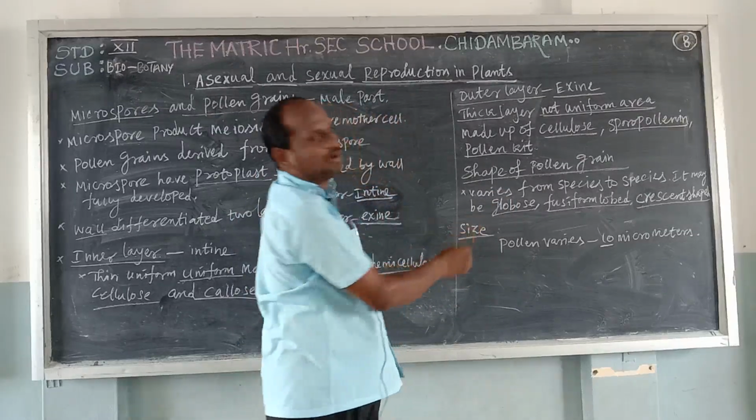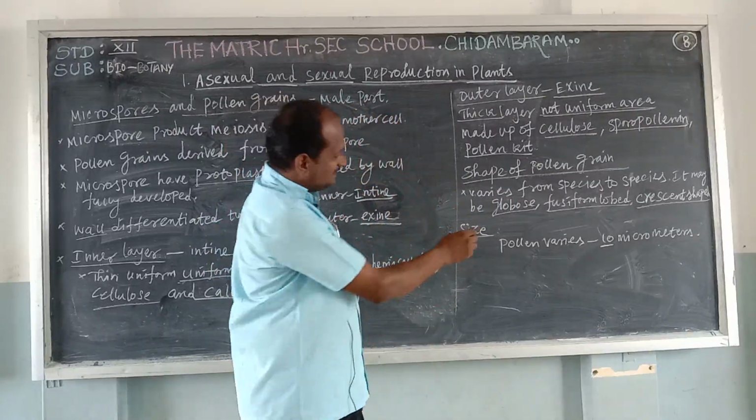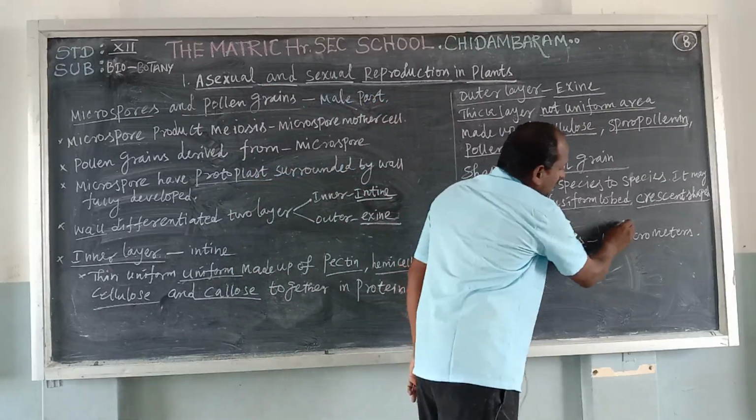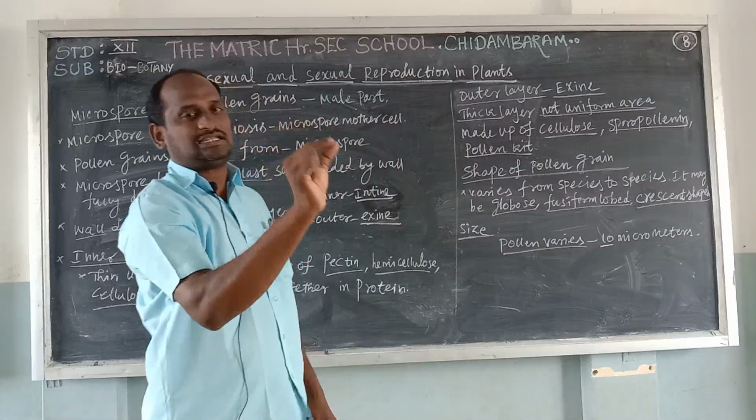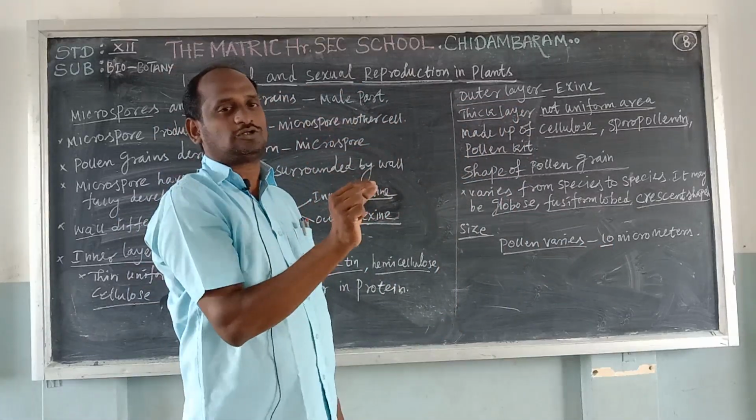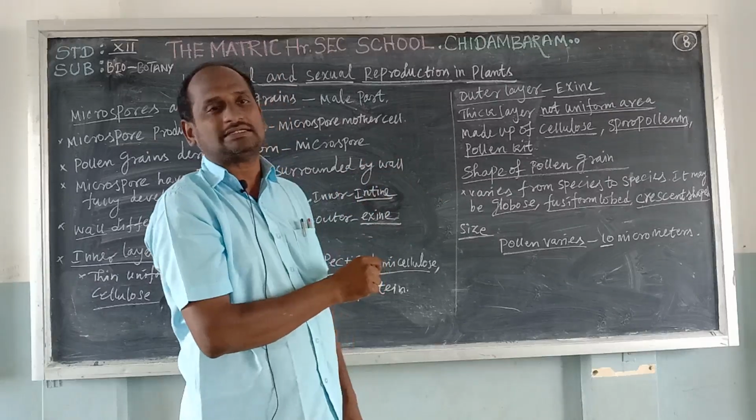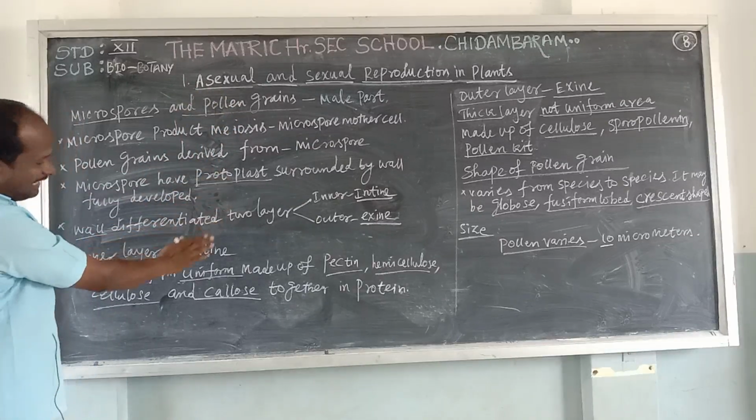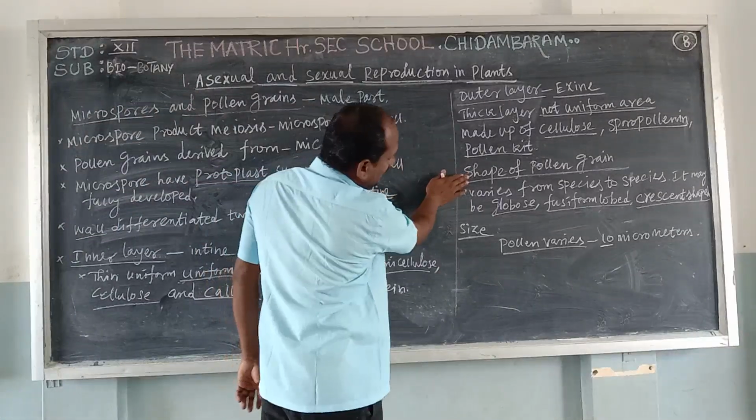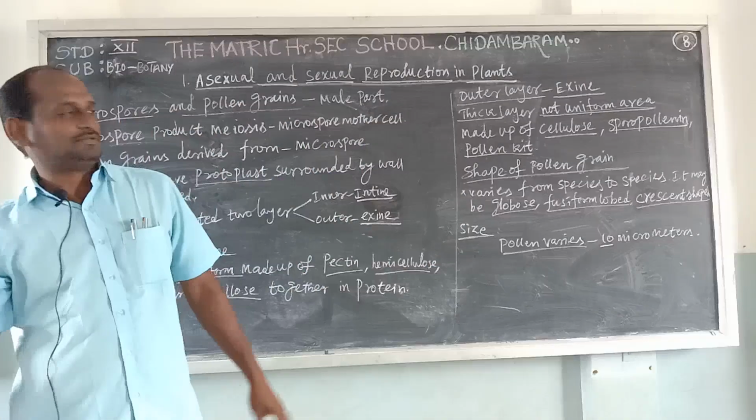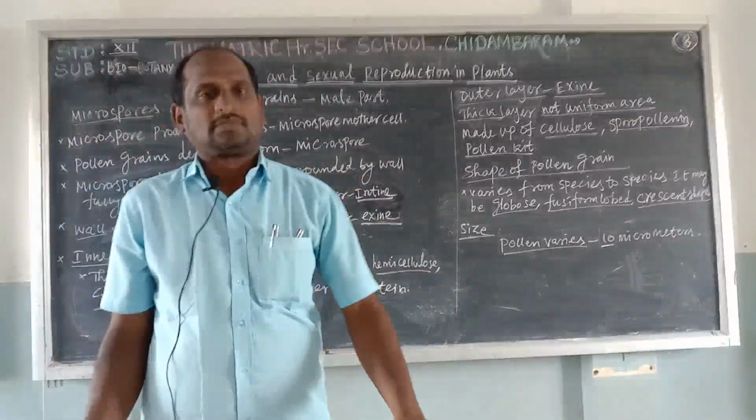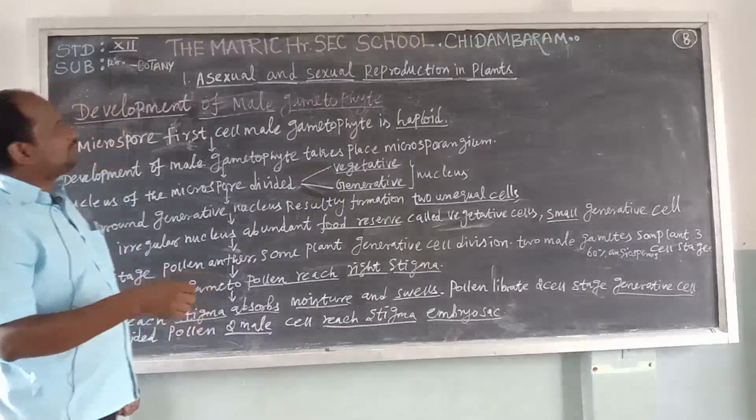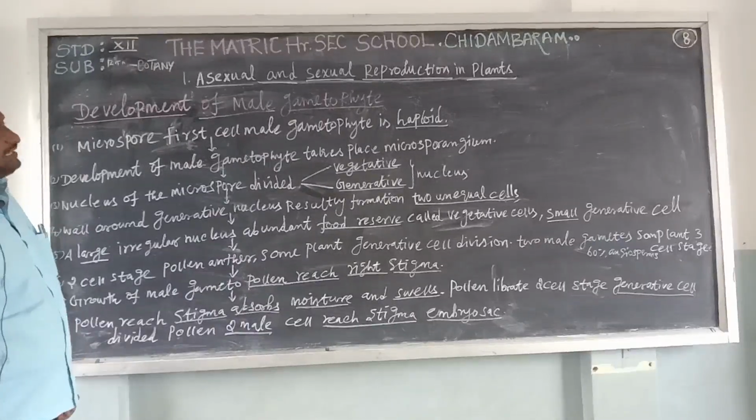Next, the size of the pollen grains. The size varies from species to species. Each pollen grain, a microspore, is about 10 micrometers. These are the characters of the microspore and pollen grains: the two layers, the shape and the size. The microspore mother cell and the pollen are completed.